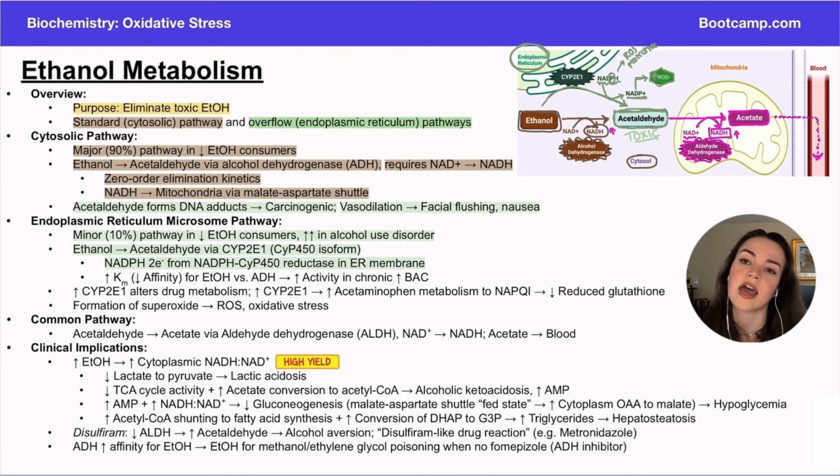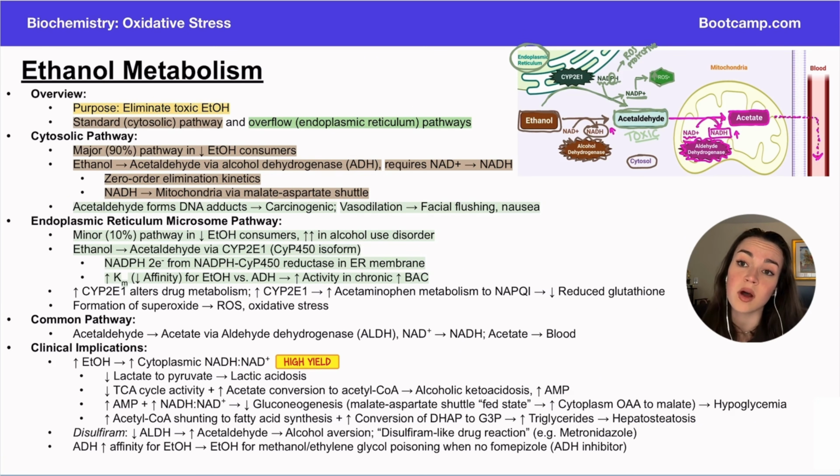And the reason why this pathway is ramped up in heavy ethanol consumers is because it has a high Km, which means a low affinity for ethanol versus alcohol dehydrogenase. The kinetics don't favor this pathway unless the other pathway is already full because of that low affinity. One thing to really be aware of here is that when this pathway is ramped up, we're ramping up that CYP2E1 enzyme, and this is not the only metabolism reaction that CYP2E1 participates in.